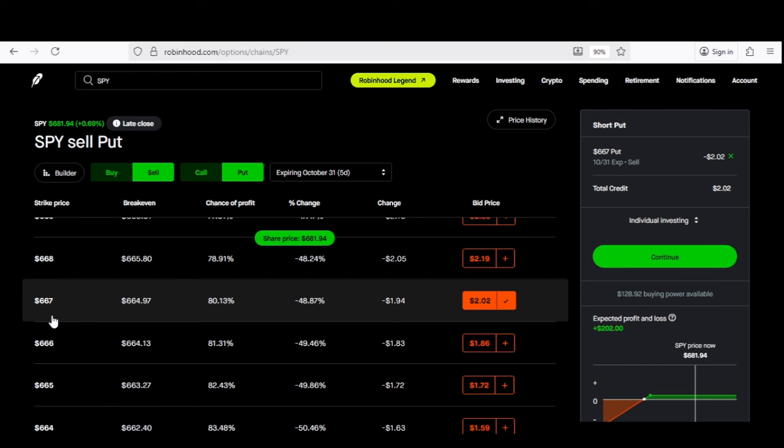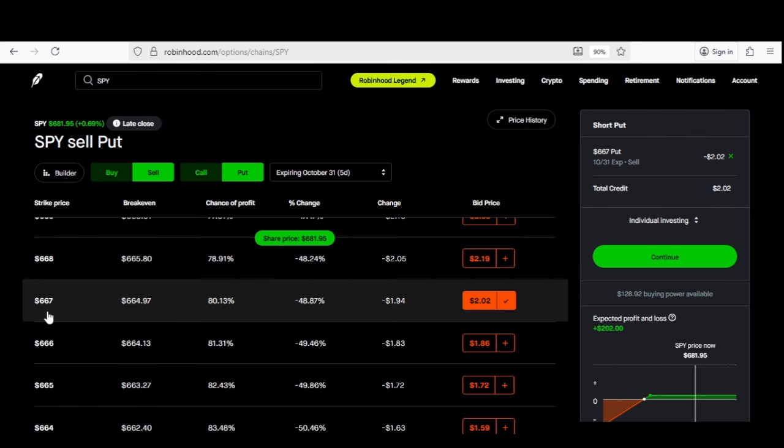So if you were to do this cash secured put, it would cost you $66,700. That's going to be 667 multiplied by 100 shares. So most of you guys do not have this. So what we're going to do, we still want to go ahead and implement this bullish option strategy to capitalize on the market's momentum.